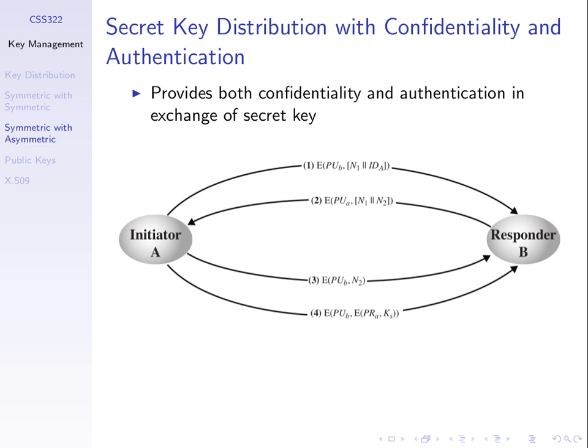So we see A encrypts with the public key of B. Of course, A must know the public key of B in this case. So there's some assumption about what's known prior for this working.